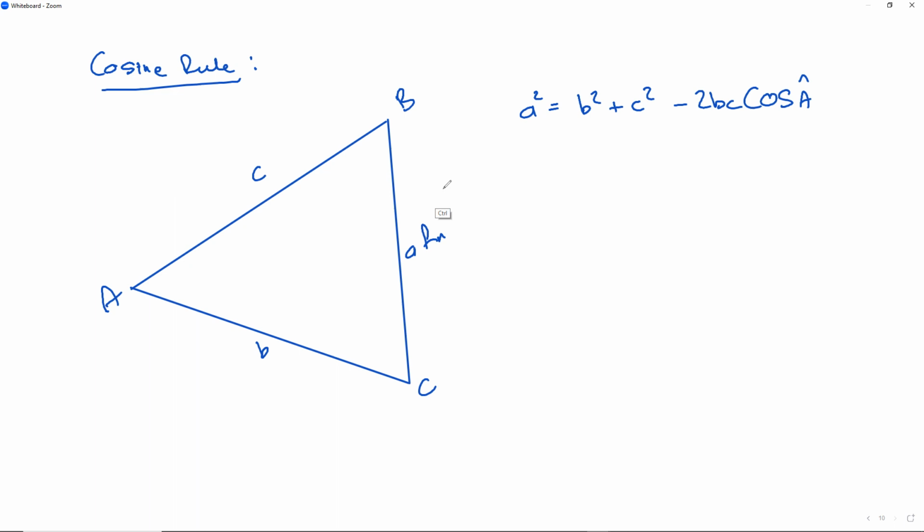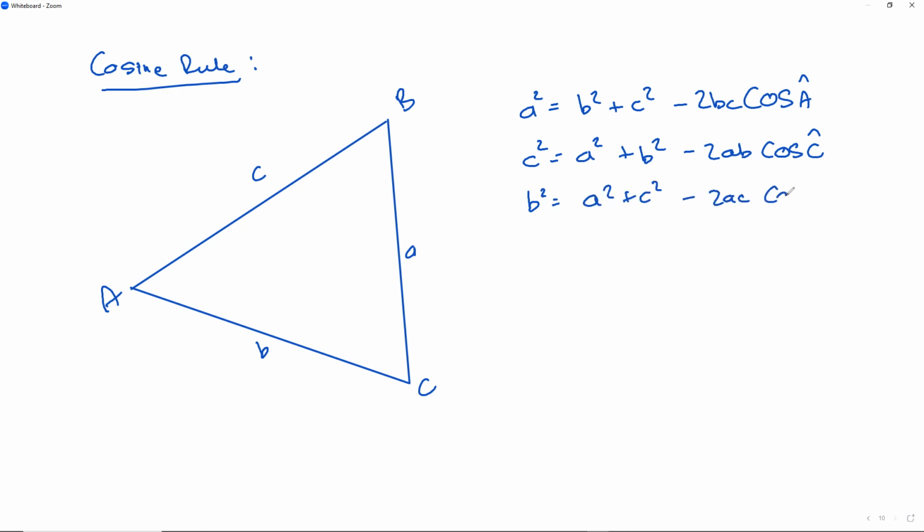I can also rewrite this formula in another way, where I want to find this length, c. If c squared is what I'm trying to find, then I end up with a squared plus b squared minus 2ab cos angle C. And what you notice every time is that the side and the angle match up in the formula. So c matches up with angle C. And then b squared equals a squared plus c squared minus 2ac cos angle B. So they match up over there as well.